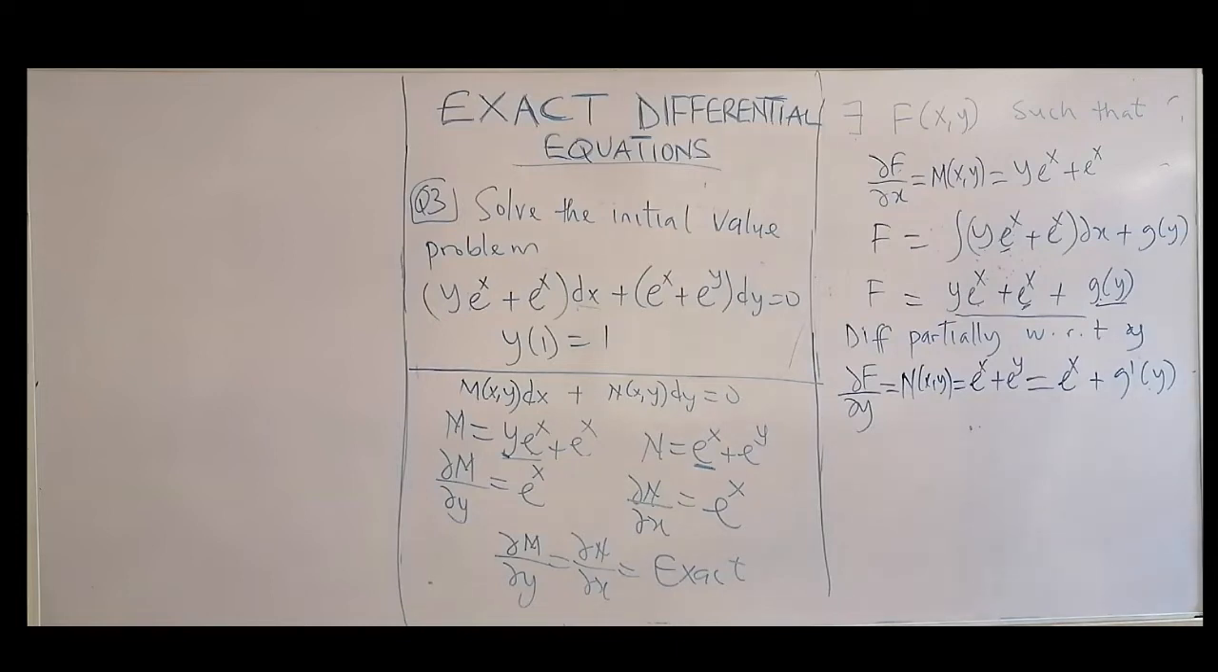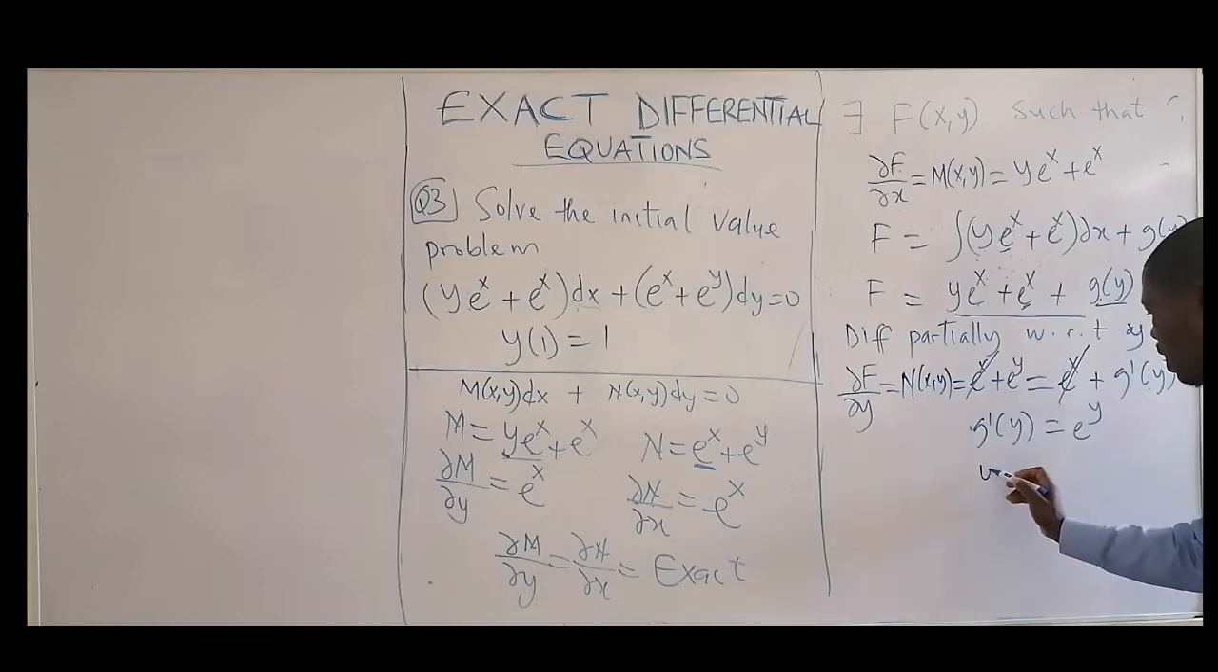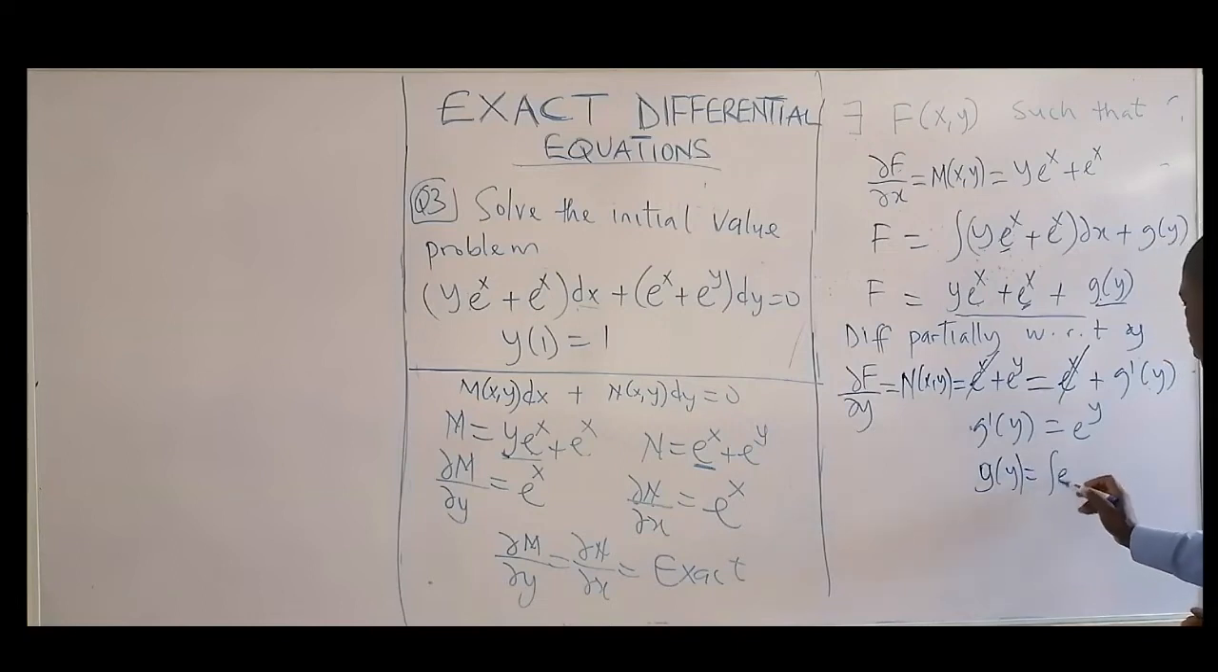Okay, in this case now, something must cancel out. This is cancelled, this cancels, and I have g prime of y equal to what? e^y. Okay, then integrate both sides with respect to y, and that will be equal to what? g of y equals the integral of e^y dy. Whatever you get here will be e^y plus c1.